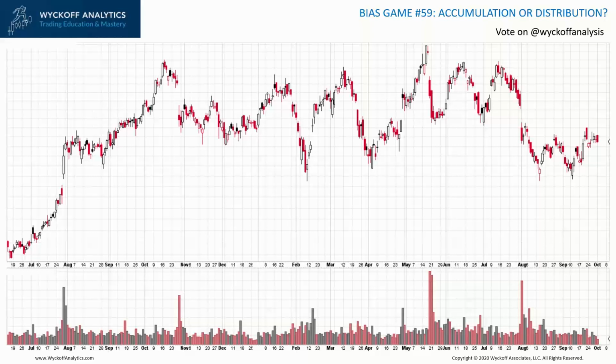Okay, so we got maybe like three answers from people that were saying that this is an accumulation: supply absorption, then reversals at support area, and also a potential spring. So let's just discuss those three.